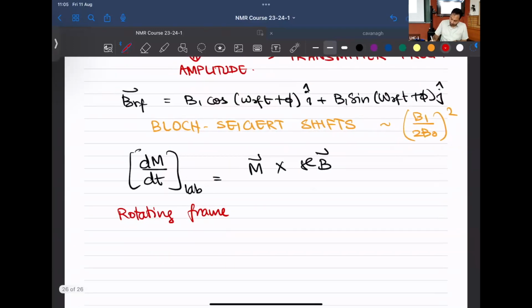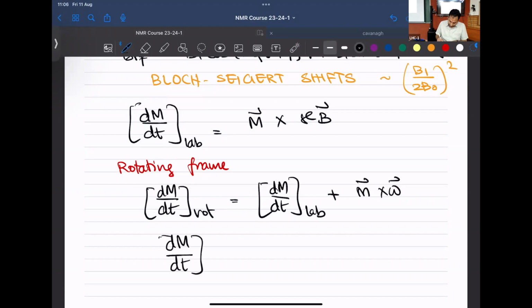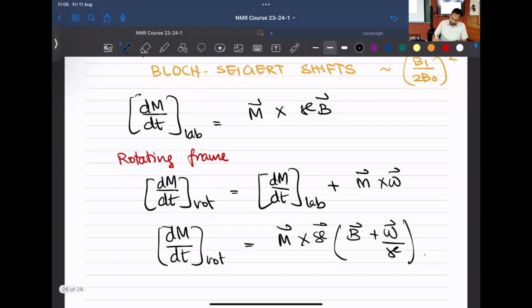So in the rotating frame, the equation modifies itself to dM over dt in the rotating frame, which is going to be equal to dM over dt in the lab frame plus M cross omega, where omega is the angular frequency of the rotating frame. So basically, we set the rotating frame to the transmitter frequency so as to see what is going on. dM over dt in the rotating frame therefore reduces to something where B plus omega over gamma becomes the B effective in the rotating frame.